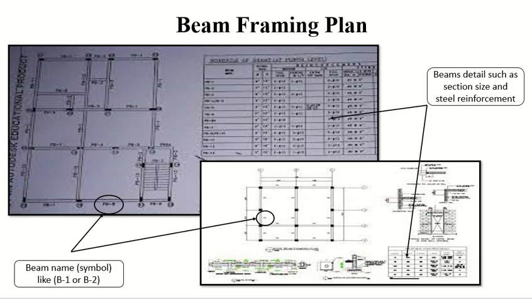I know this one is B1, for example, and this is my beam detail or beam schedule. I will look for B1, and this table will tell me the height of the beam, the depth of the beam, the length of the beam, the reinforcement in the beam, and so forth. Clear? So the coding is done for that. To highlight the details inside the beam, we make, where?